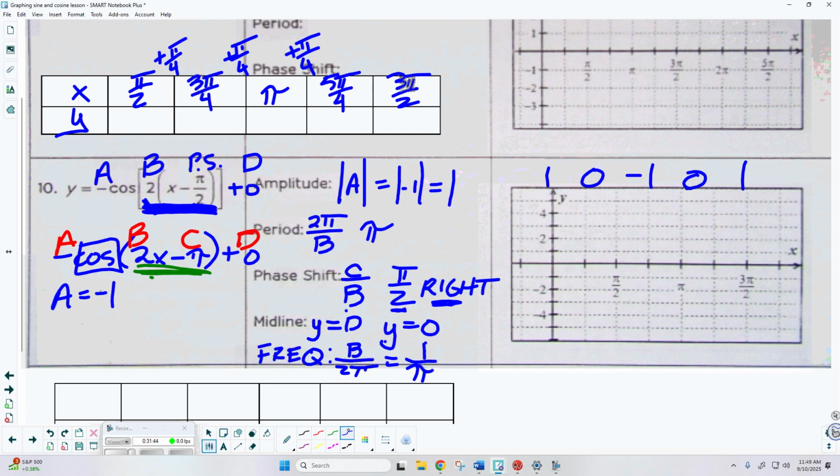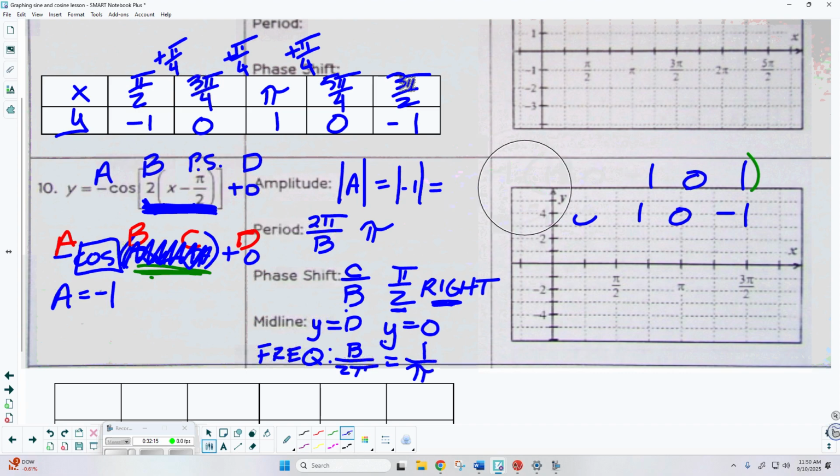At this point, we've taken care of the horizontal. We don't have to worry about that at all. What's happening vertically? There's not a shift, just a reflection. So all I have to do is multiply these by negative 1. So I'm going to have negative 1, 0, 1, 0, negative 1. There we go.